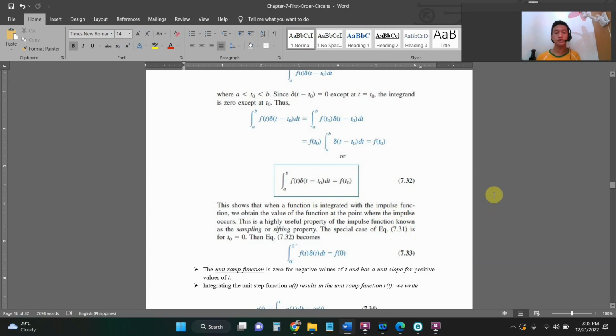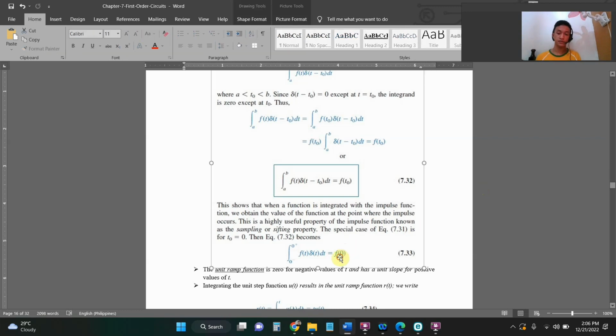The special case of equation 7.31 is for t₀ equals 0. So then equation 7.32 becomes like this one.